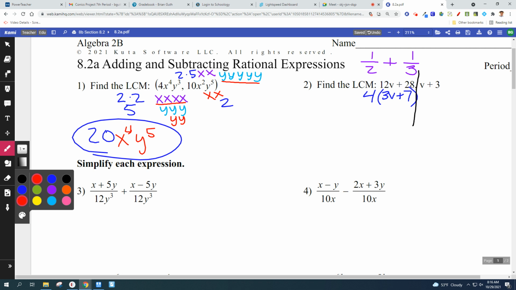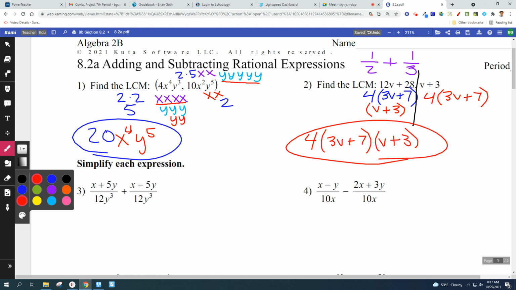We need to make them the same. So I'm going to give the person on the left a v plus 3. Now they both have a v plus 3. Now I'm going to give the person on the right a 4 and a 3v plus 7. All I'm trying to do is make them the same. That's what we're going to have to do with our fractions: common denominator. We're going to have to make this least common multiple. If you look at what they both have, a 4 and a 3v plus 7 and a v plus 3, that's your LCM. That's going to be a necessary step for the hardest problems.